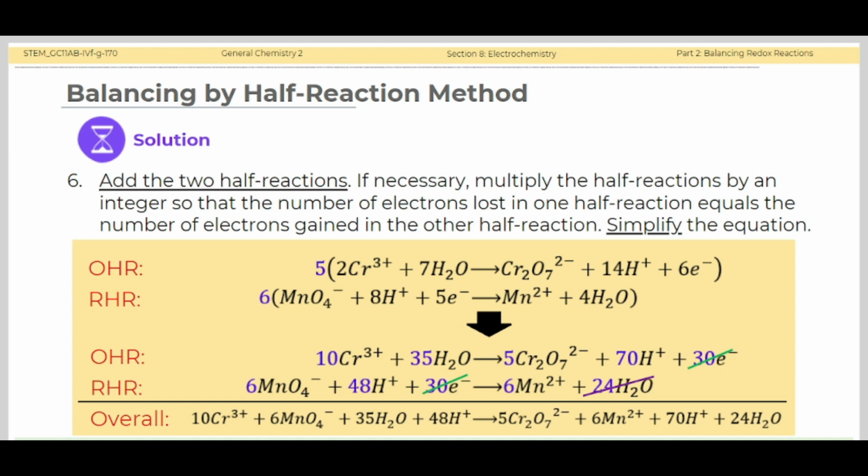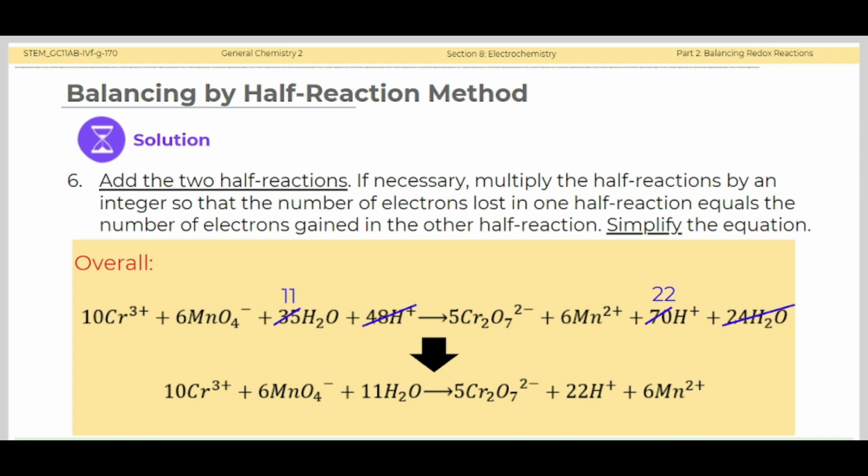6. Add the two half reactions if necessary. Multiply the half reactions by integers so that the number of electrons lost in one half reaction equals the number of electrons gained in the other half reaction. The electrons can be cancelled in the overall reaction by multiplying the entire OHR by 5 and the RHR by 6. At this point, the number of electrons lost in the OHR equals the number of electrons gained in the RHR. Proceed to addition of these half reactions.